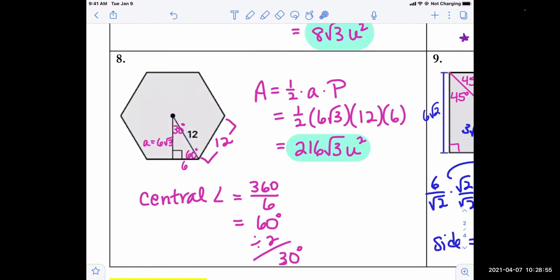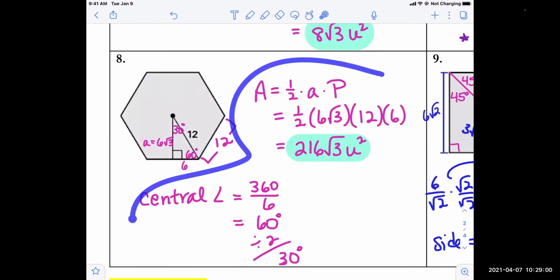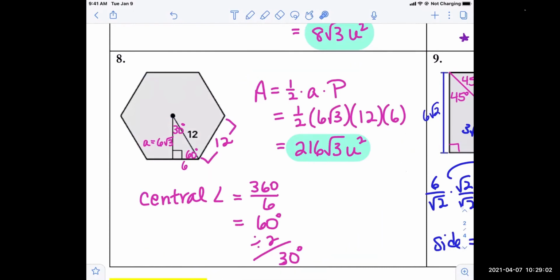So it's a lot easier than what I did here because you really don't have to find all that stuff. But one option is, I used the 30, 60, 90 here and found the long leg would be 6√3 and the short leg is 6.